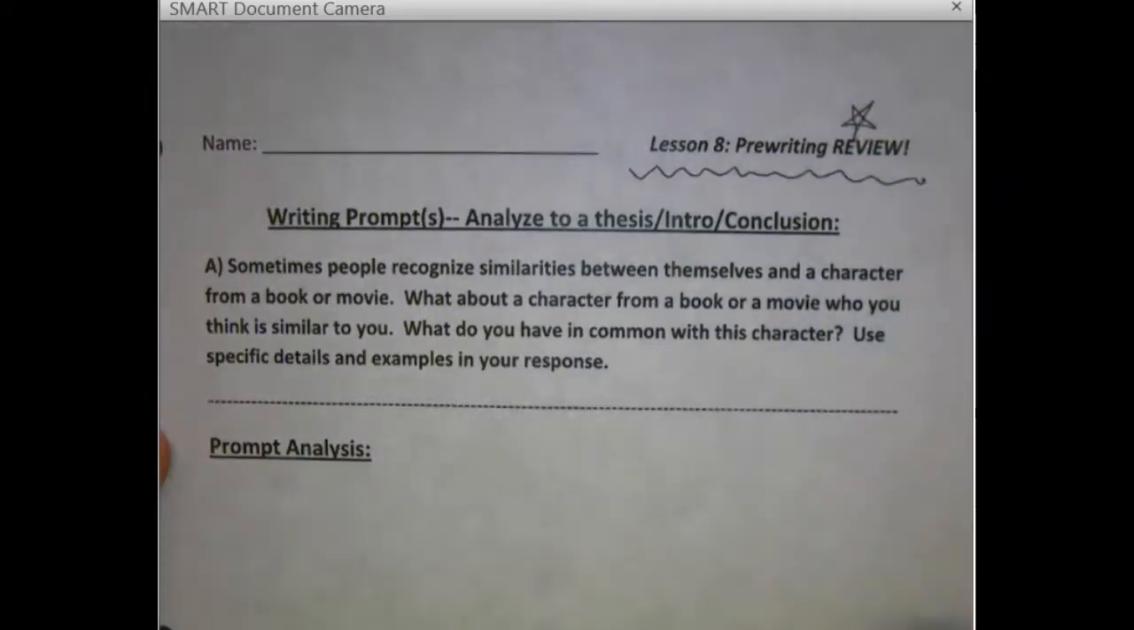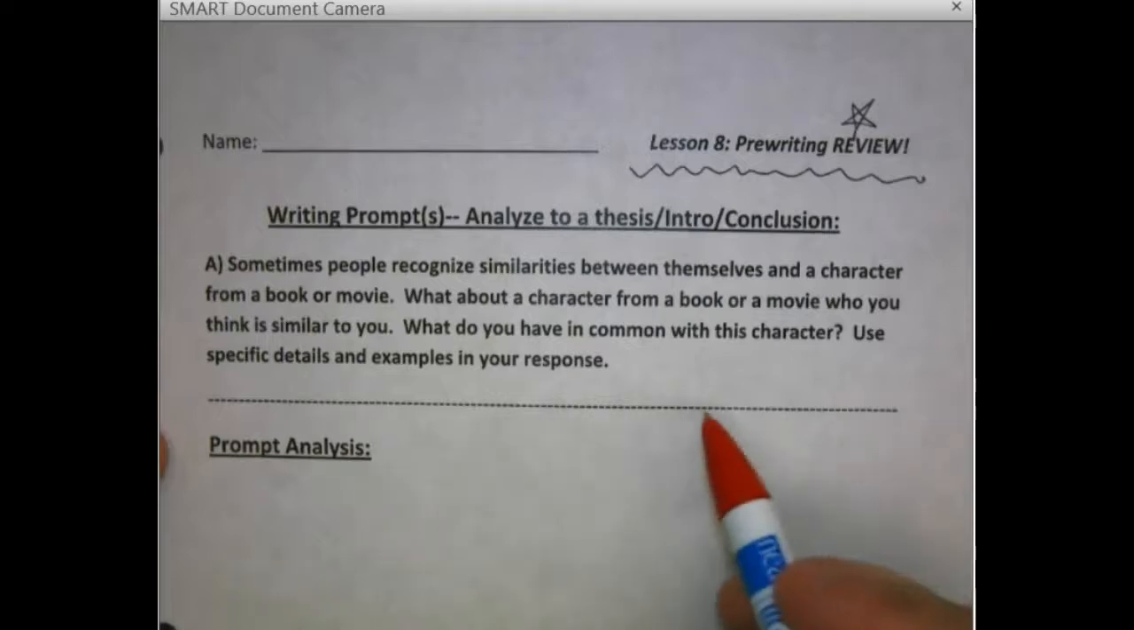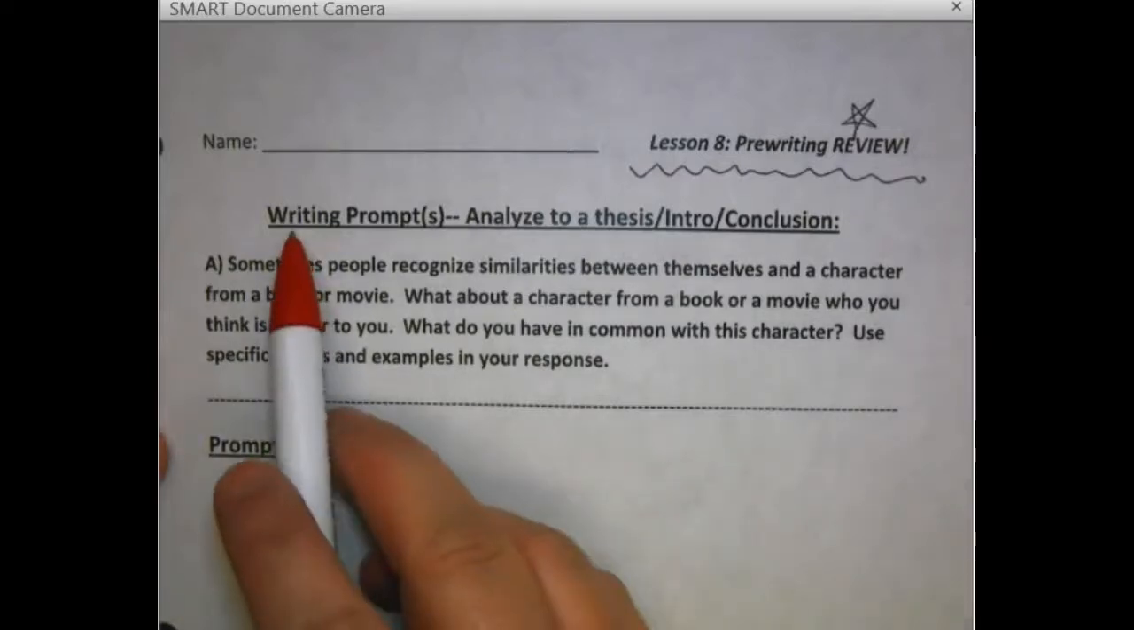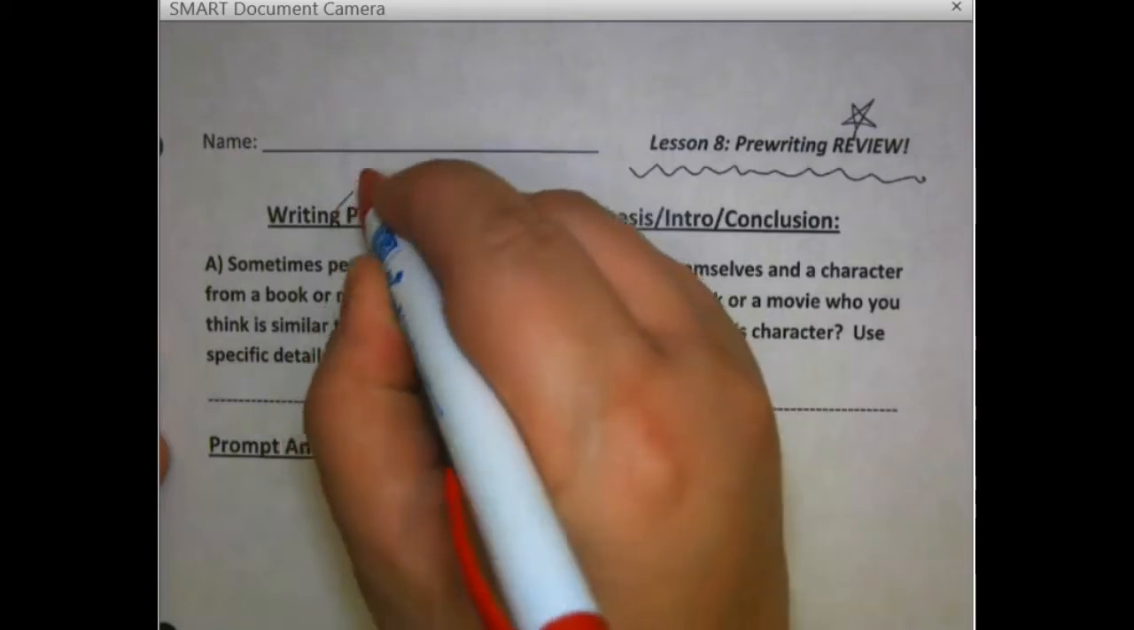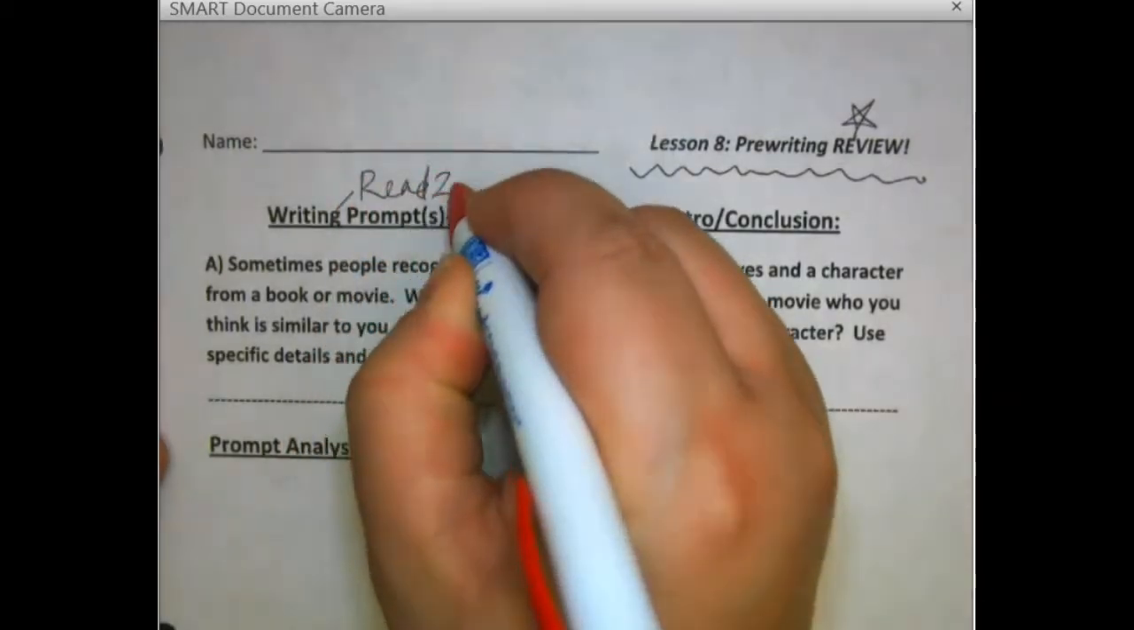Please write this down. If you've already gotten this prompt and looked over it, then maybe this first part is just to help you. If you get to a point today where you're stuck, then the video will continue and you can get some ideas. So first thing we need to remind ourselves is anytime you have a writing prompt, you need to read it at least 2 times.